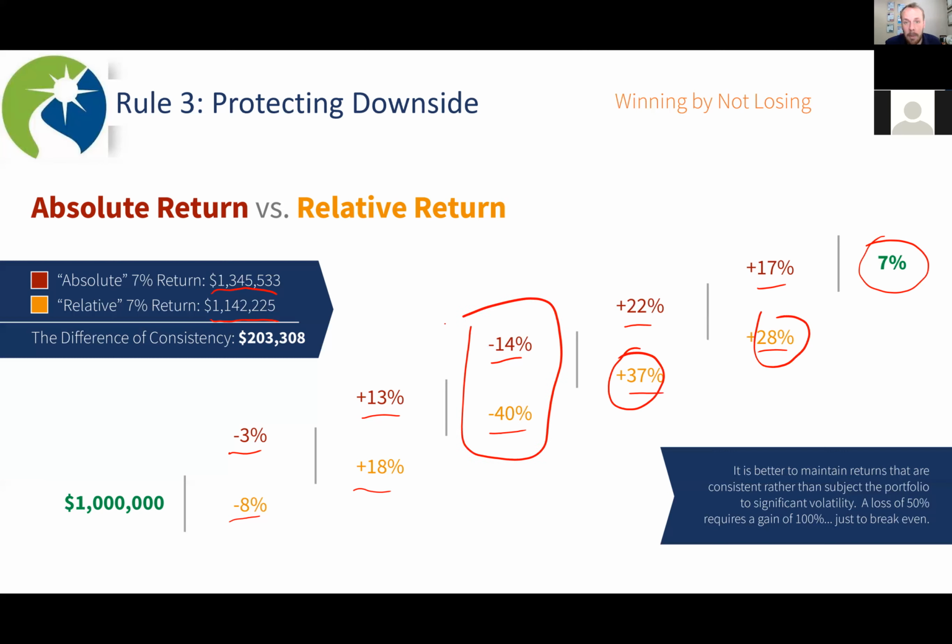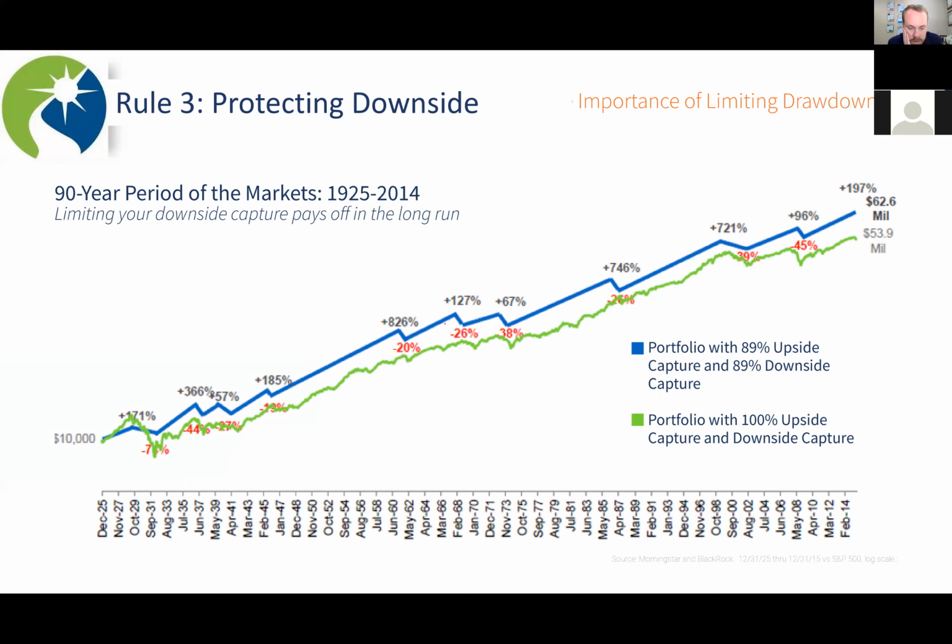Here's another kind of a breakdown of what this might look like. So this is a portfolio that only has 90% downside capture, meaning when the markets are down 50, this is down 45. It's not like it's that crazy, but look at how much better the portfolio does. This is over a lifetime, going from 1925 to 2014. $10,000 invested turns into 62.6 million compared to 53.9 million. Those losses will kill portfolios. If we can avoid the market downside capture, that's where we really start to excel.